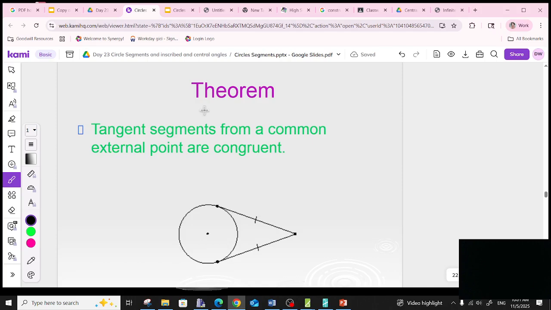If I have a point outside of a circle and I draw 2 tangent lines, it turns out that those tangent segments, not lines, sorry, tangent segments, will each be equal. So what I mean by that is if this is 5, what's this over here? 5. How easy is that?